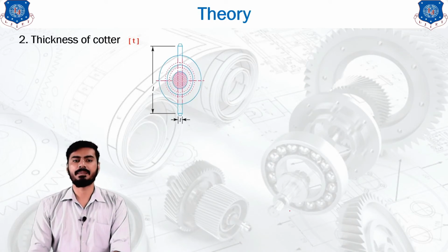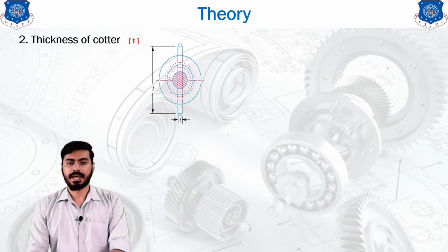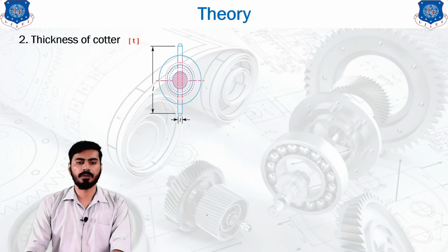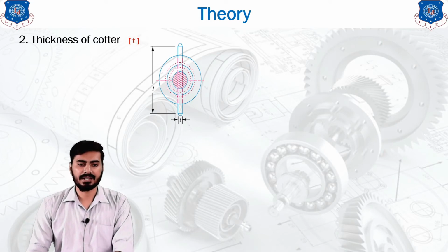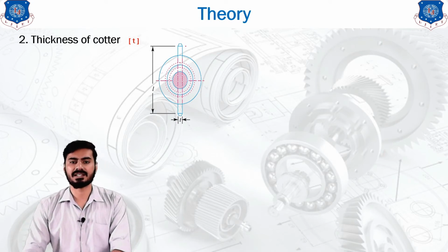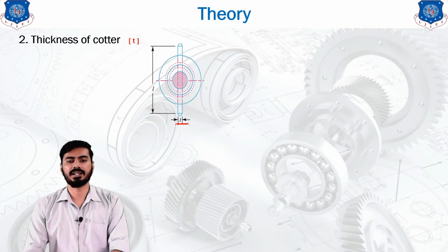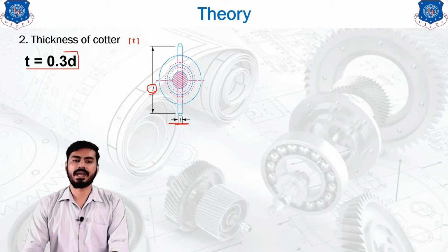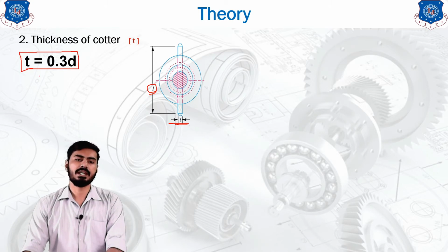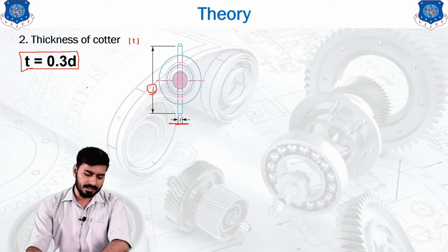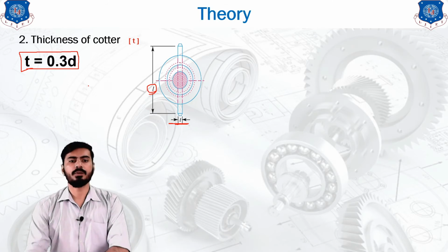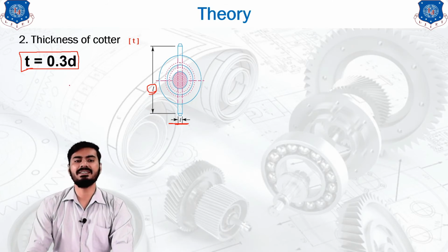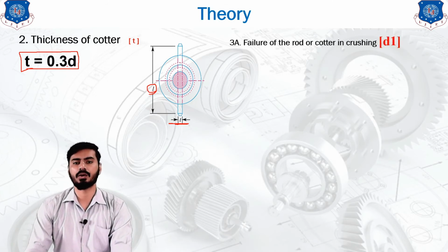Now the second step is the thickness of the cotter. As you can see, this is the side view of the assembly, and the side view contains the thickness of the cotter over here, that is t. Length of the cotter is represented by l. Now if you want to calculate the thickness, then you can directly assume it as 0.3 times d. d is already calculated in the previous step. So if you put the value of d into this equation, you will get the answer of t.